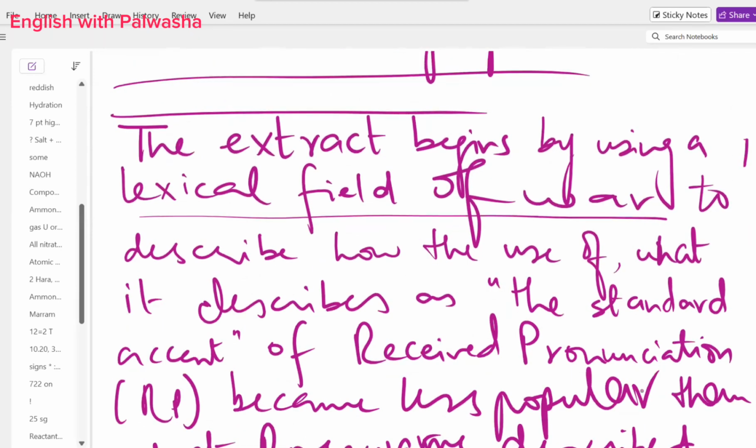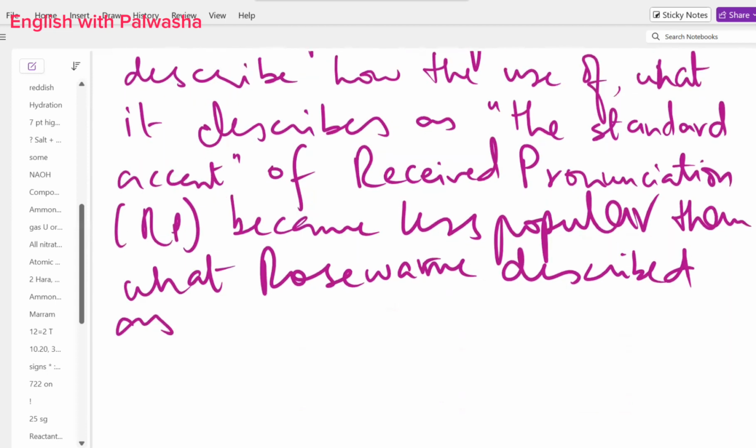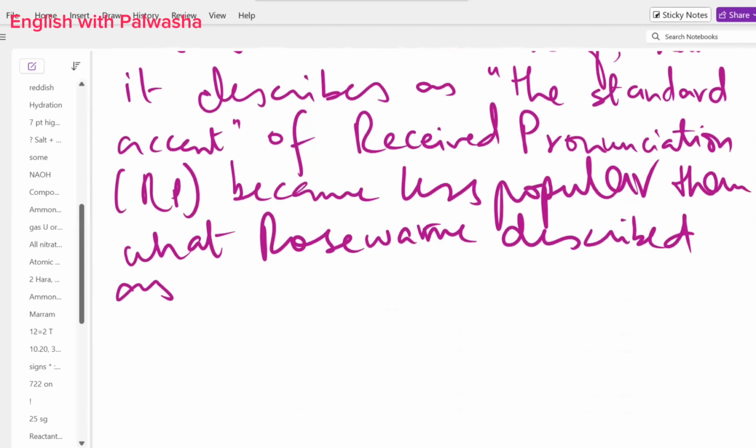You're going to then say that the extract begins by using a lexical field of war. You tell the purpose of the extract, then you explain a little bit more about the very first paragraph, to describe how the use of what it describes as the standard extent of received pronunciation. I'm using the same wordings used in the very first paragraph, but I'm just transforming the sentence structure. All right, described as, and then there was the reference of Estuary English, and they have also given exact statistics, which were 1980. We're going to mention it, and there are some short forms.